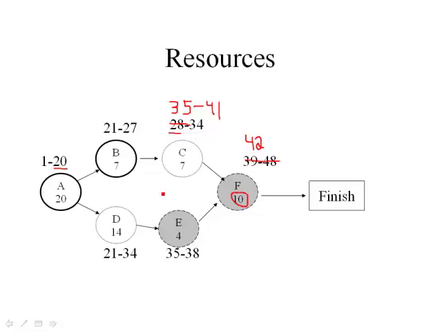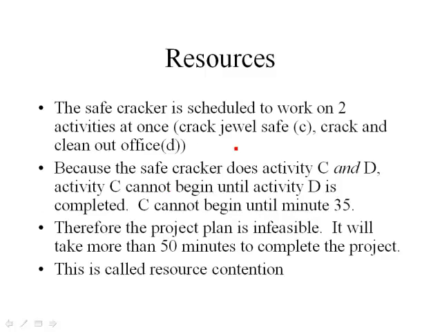So what we're seeing here is the importance of taking into account the individual resources that are going to perform these activities. It's infeasible for us to get this project done in 50 minutes because of the individual resources that are needed. What we've got here is an example of what is called resource contention.